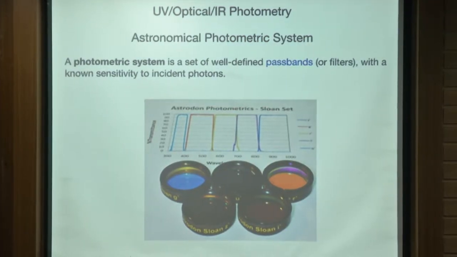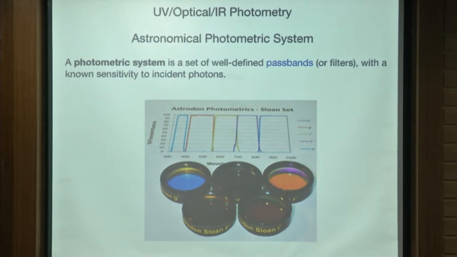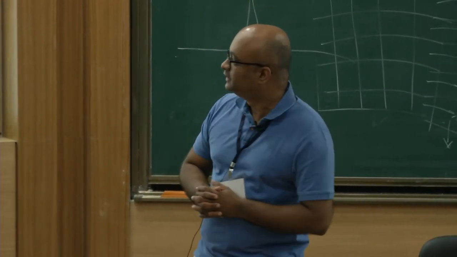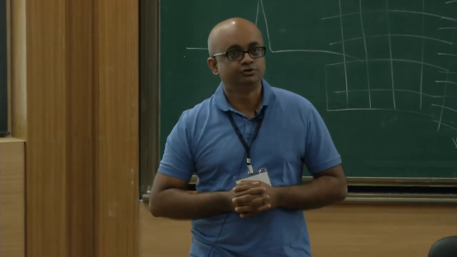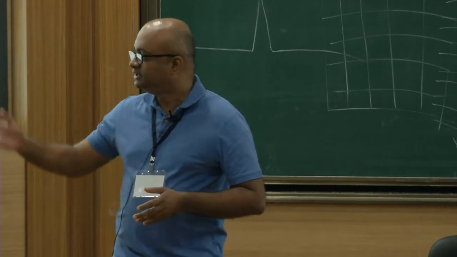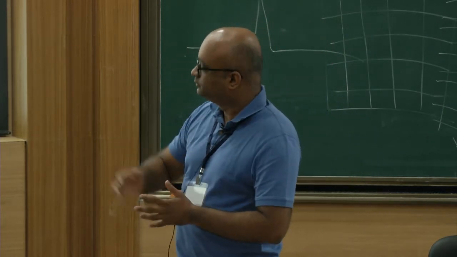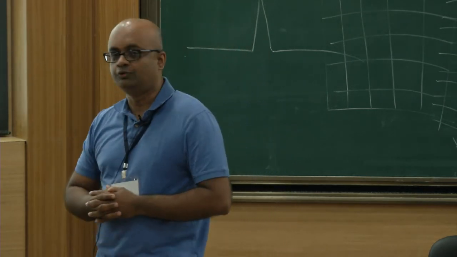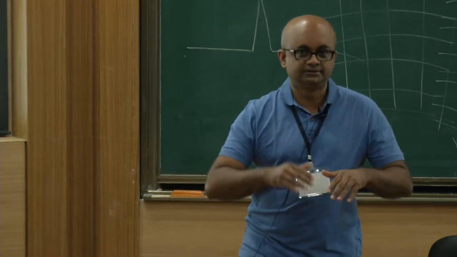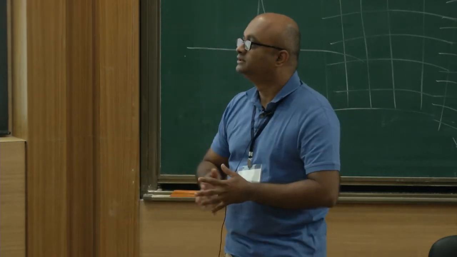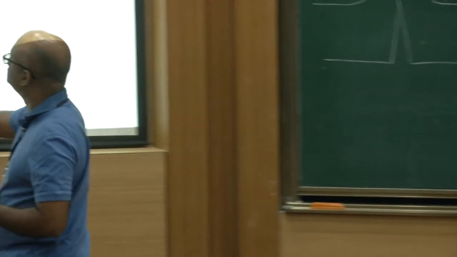These filters or bandpasses make up the astronomical photometric system, which means they are a set of well-defined filters with a known sensitivity to the incident photons. In this figure, I have shown a set of five Sloan filters. Yesterday we were talking about using the filters in g, r, i bands, so these are those filters. It allows only those photons which are sensitive to the filter to pass through, and then you measure the photons in that bandpass. For example, yesterday we were measuring the fluxes of photons in the g bandpass, which is somewhere here.